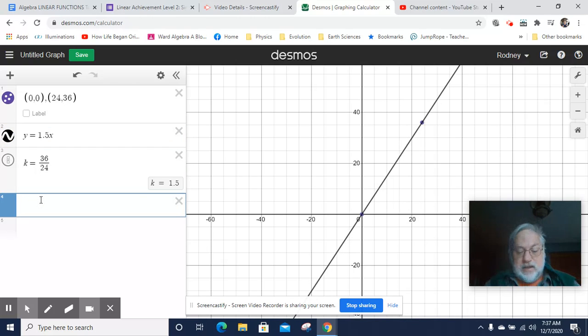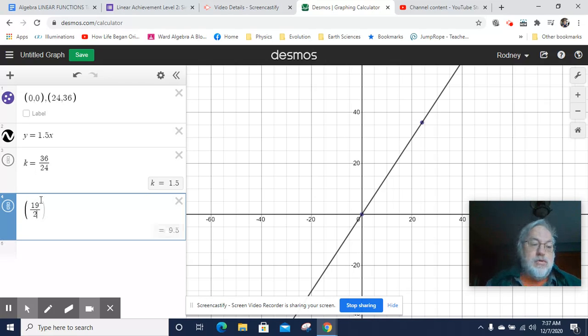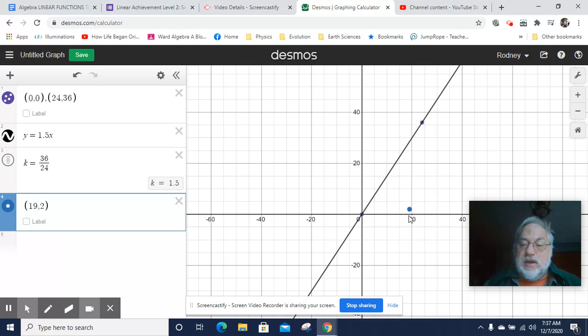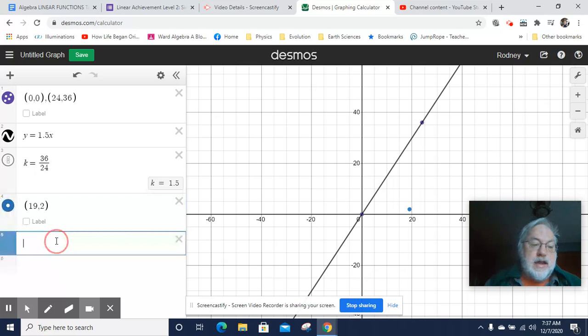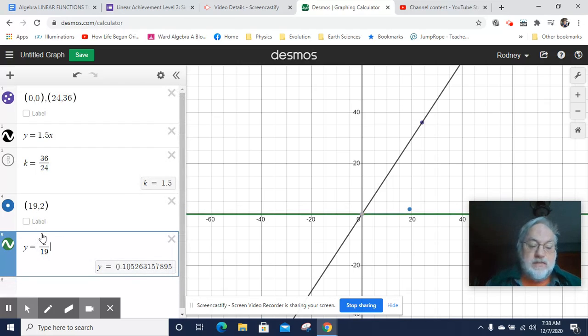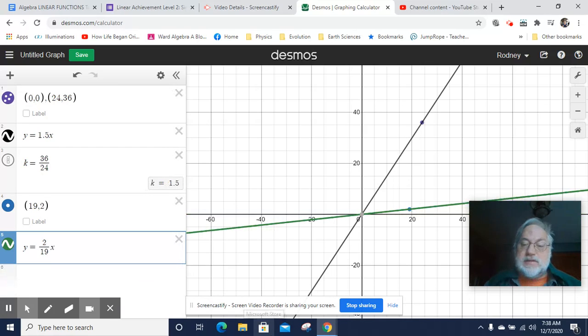Let's say I wanted to make a line that goes through the origin and the point 19, comma 2. There's my point, 19, comma 2. To do that, I'm going to say y equals, and I'm going to divide 2 by 19. So I'll just write 2 over 19, which is a way of saying division, all times x. And that works. It goes right through there.